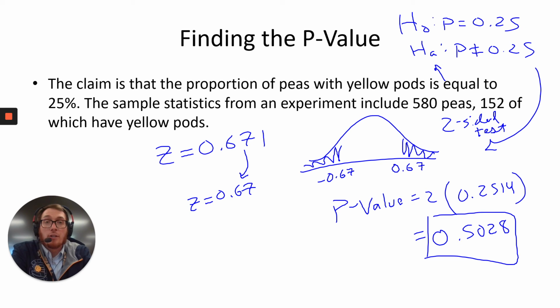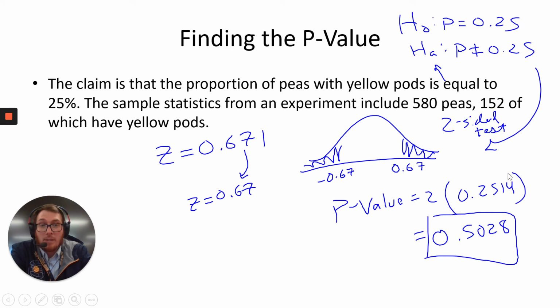For the next one, we're trying to show if the percentage of p-pods or the proportion is equal to 0.25, which means my alternative is that it's not equal to 0.25. My z-score was 0.67, but notice here that this is a two-sided test. So while my z-score is 0.67, I have a second z-score of negative 0.67. Really what you should find is just find the negative one.